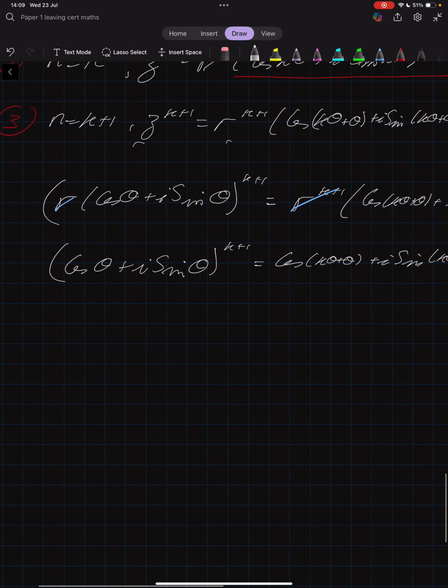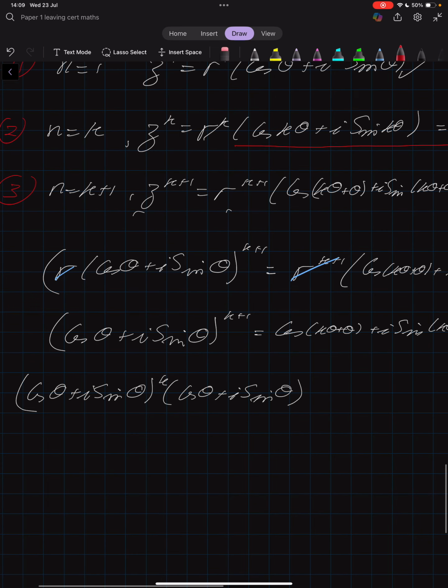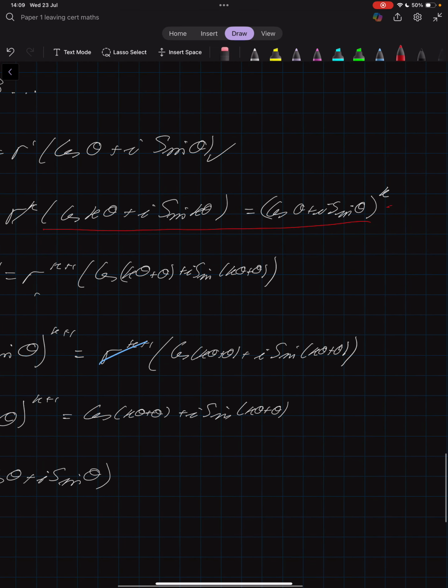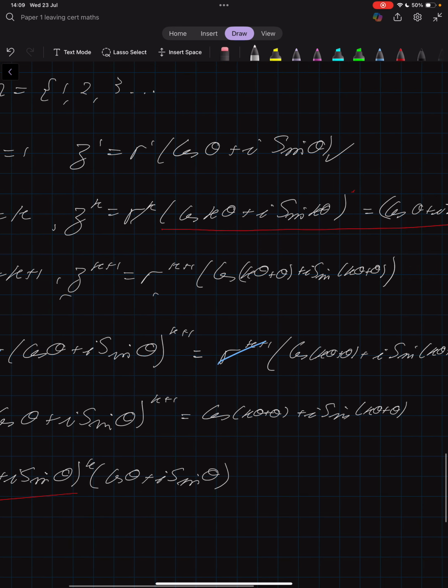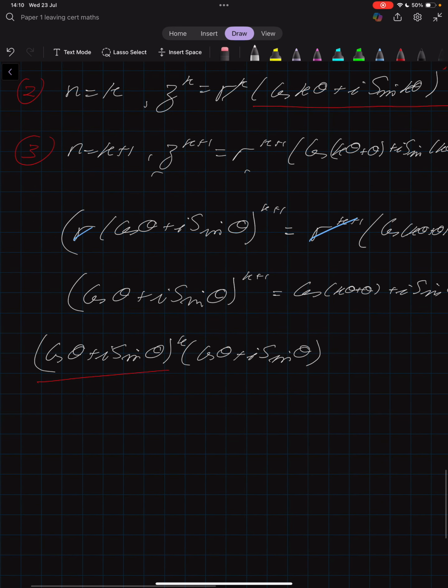So on the left hand side, this is (cos theta + i sin theta) to the power of k multiplied by (cos theta + i sin theta). Well, I know that this is equal to this, which is equal to this by assumption. So I can replace this with (cos k theta + i sin k theta) times (cos theta + i sin theta). Okay? So hopefully that's all okay so far.